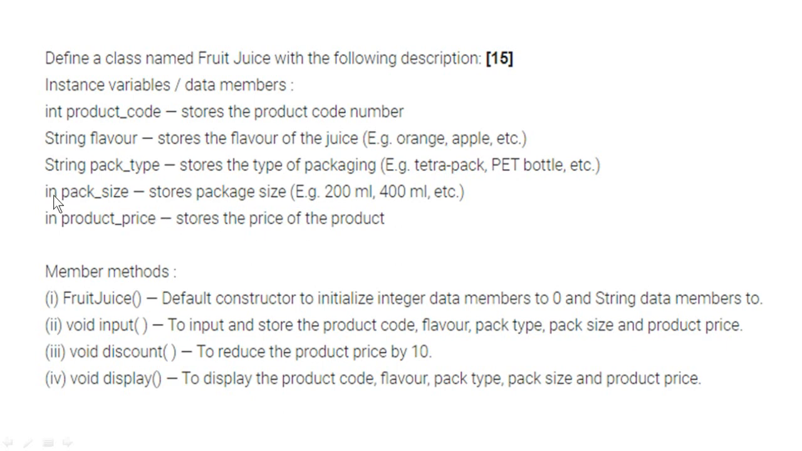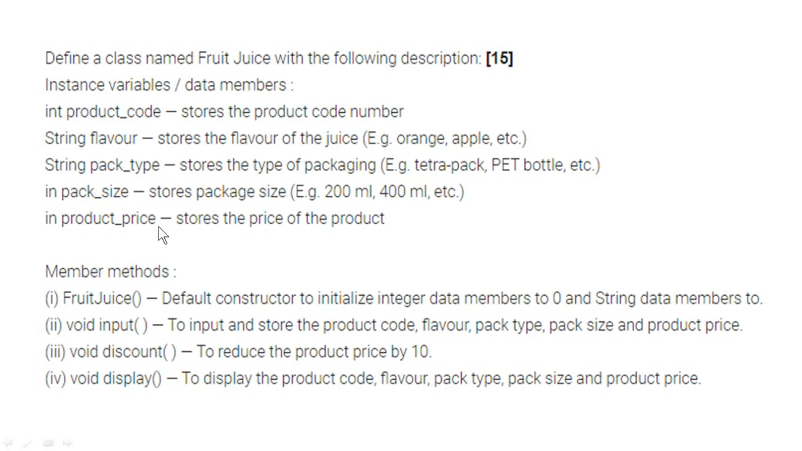Next is int, the t is missing here, int pack_size. It stores the package size. So it can be 200 ml, 400 ml, but if you specify 200 ml and 400 ml, obviously the user will type that ml also, but since it is integer, you have to specify only the numbers. So you can specify 200 and 400. So it is better to use whatever is given in brackets, so that the user who is executing the program will have some idea what has to be typed.